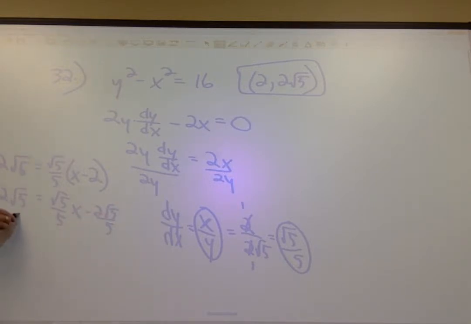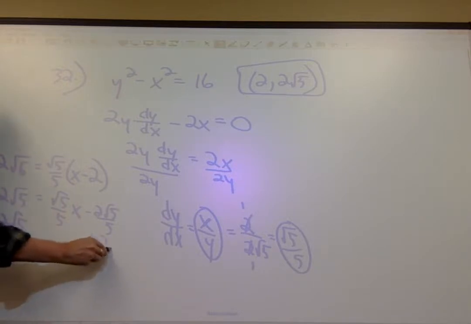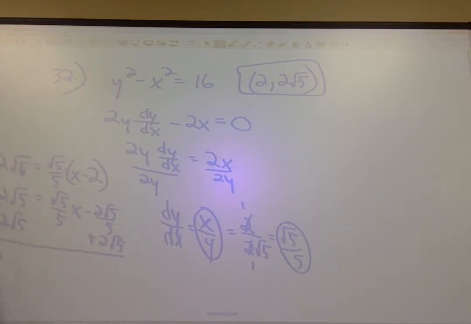If I add 2 squared of 5 to both sides, y equals square root of 5 over 5x. Now let's see what that'll be. This would become 10 over 5, yeah, 10 over 5 square root of 5. So 10 minus 2, would that be plus 8 square root of 5 over 5? Would you agree with that?